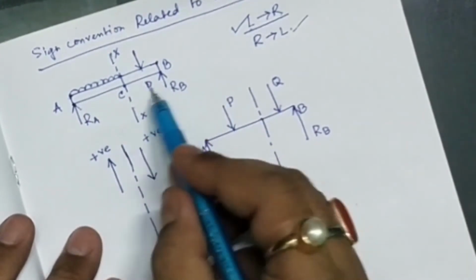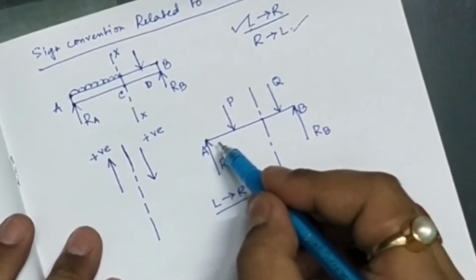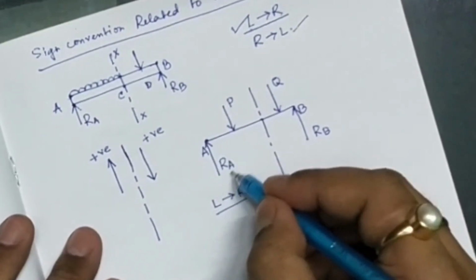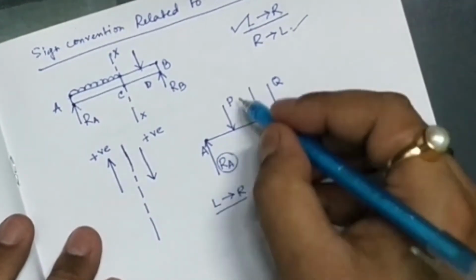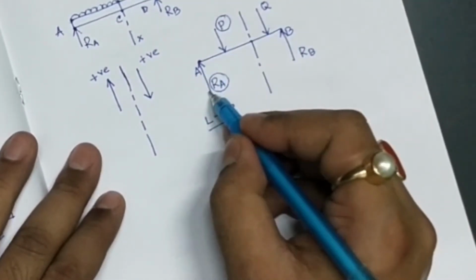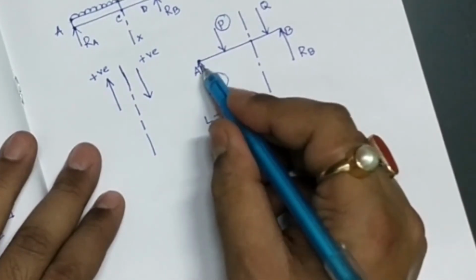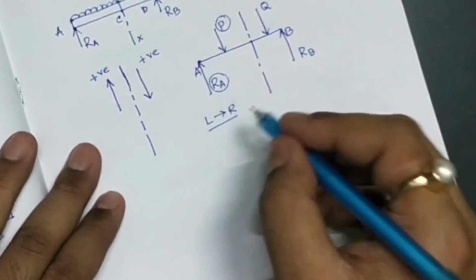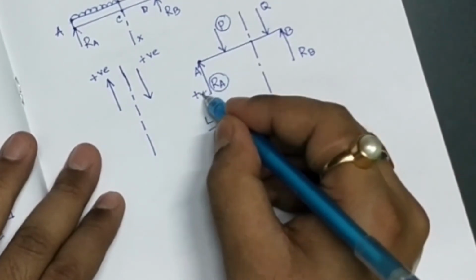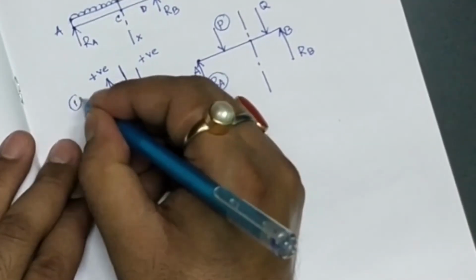I have already discussed this in the previous portion. So when you are calculating the shear force from this point to this point, how many forces do we have? We have this RA force and this P force acting. What is the direction of RA force? RA force is acting in the upward direction, so this RA force has to be taken positive. Okay, this is number one condition.